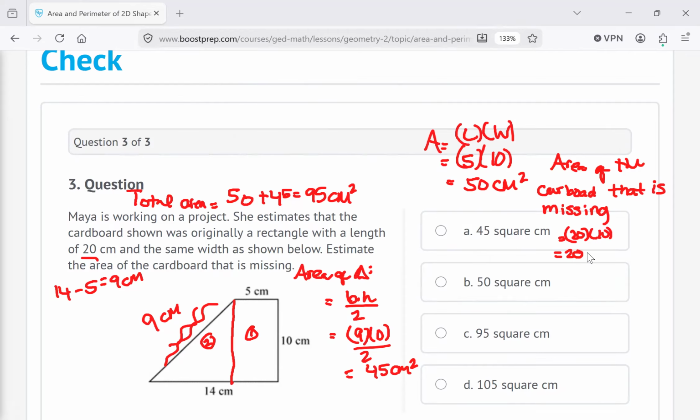So what's 20 times 10? 200, minus the total area, which was 95. So the missing area is going to be 105. Okay, so that would be letter D.